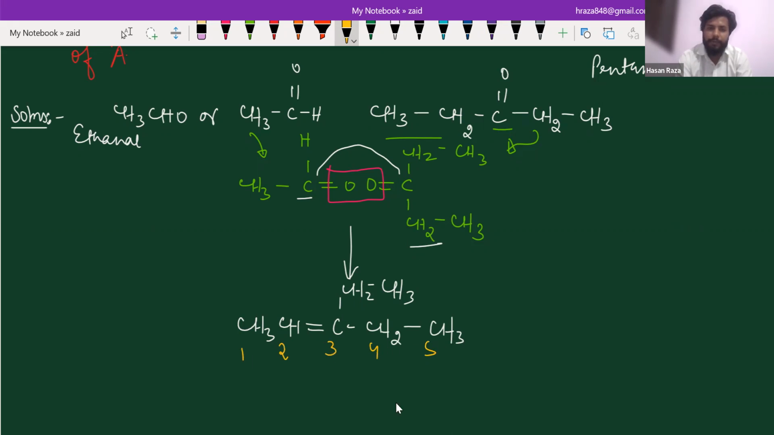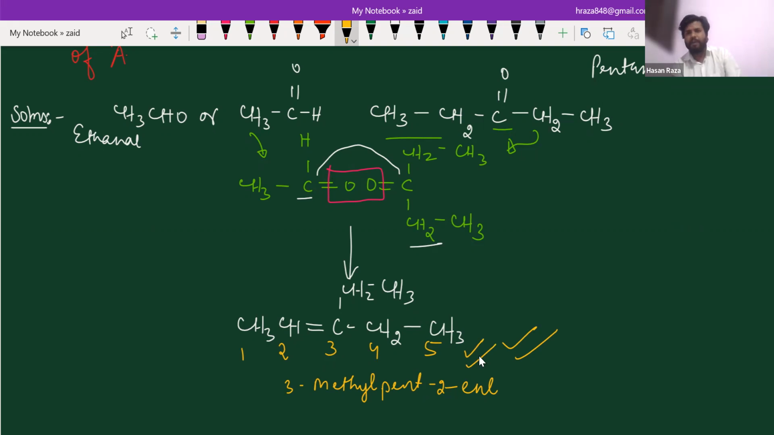So what will be the name of this structure? This is 1, 2, 3, and then 4 and then 5. So the name is basically 3-methylpent-2-ene. Is that clear? So what you need to do is just write the structures, put C double bond O and C double bond O together, and remove this O2. You will get the required alkene.